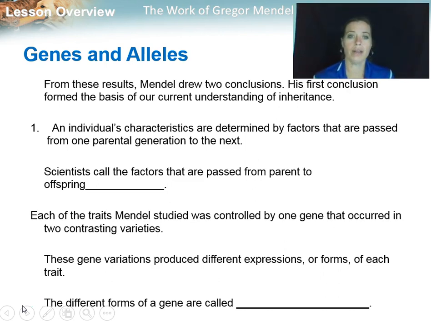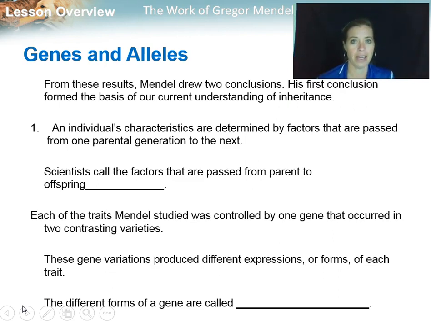He drew two conclusions. His first conclusion formed the basis for current understanding of inheritance, and that was an individual's characteristics are determined by factors that are passed from one parent generation to the next. Scientists call factors that are passed from one parent to the offspring a gene. Each of these traits Mendel studied was controlled by one gene that occurred in two contrasting varieties.